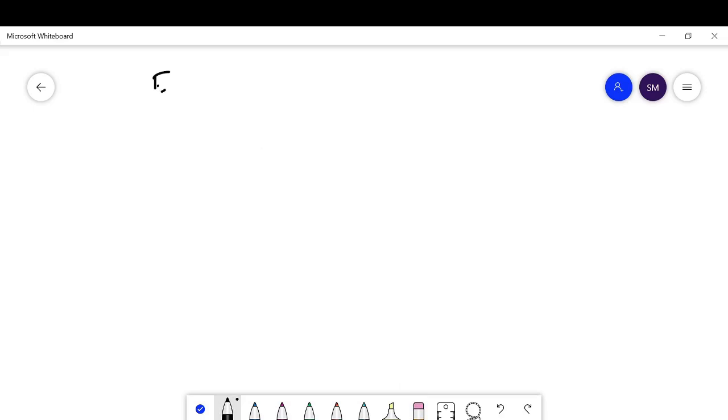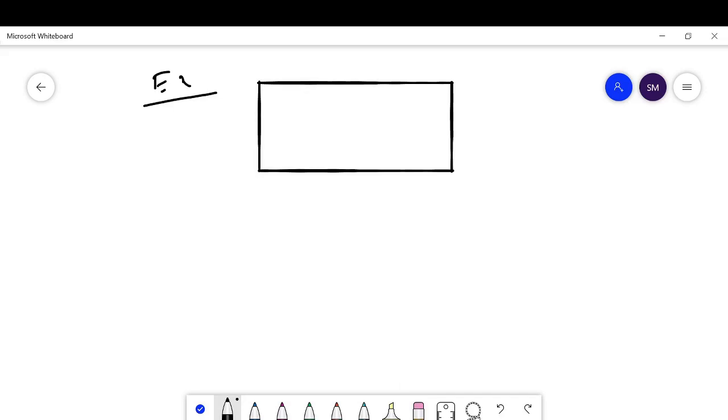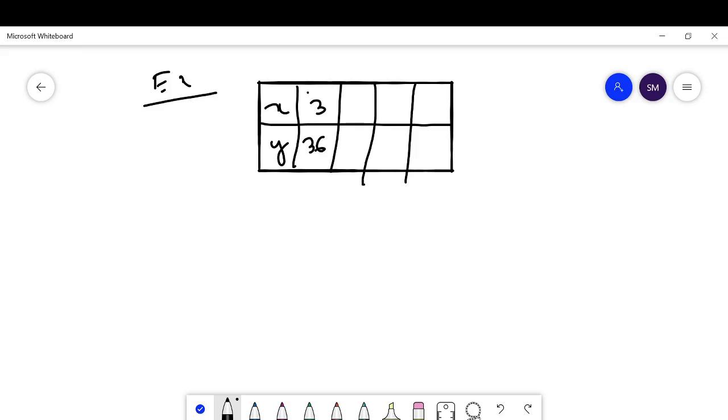Then another question. Here x and y are directly proportional. This is a table of x and y. When x is 3, y is 36. Then x1, y is 60. We don't know the value of x1, we have to find it out.